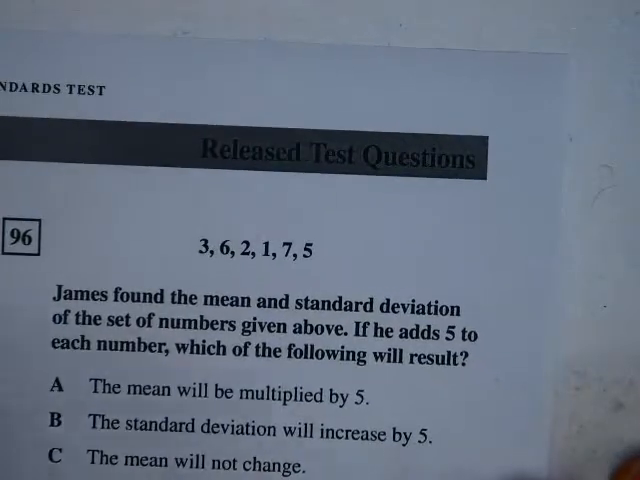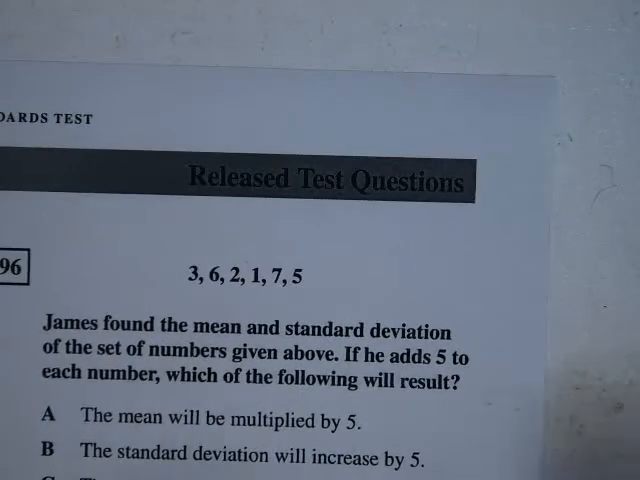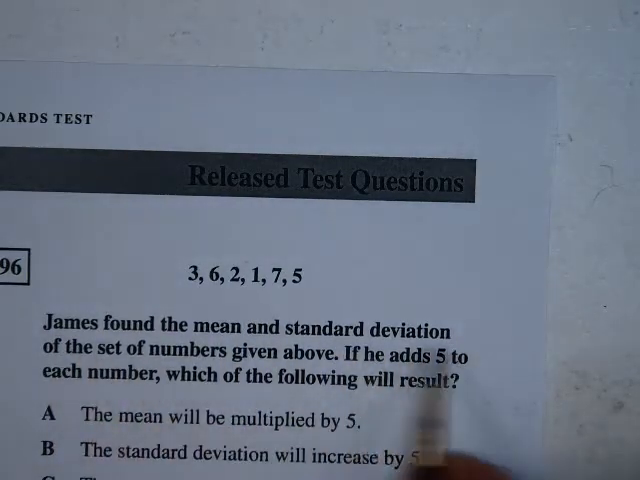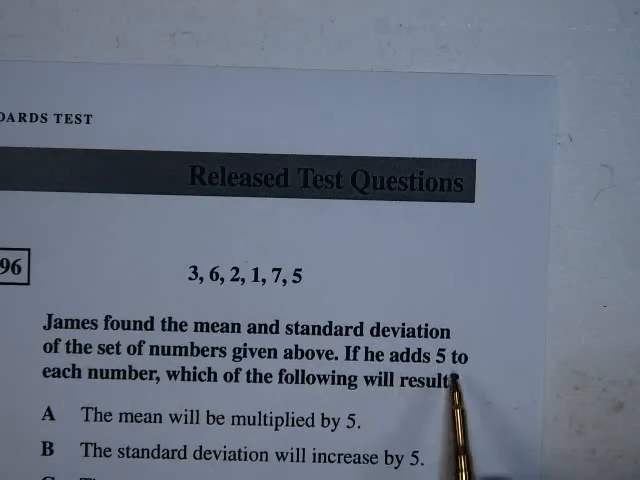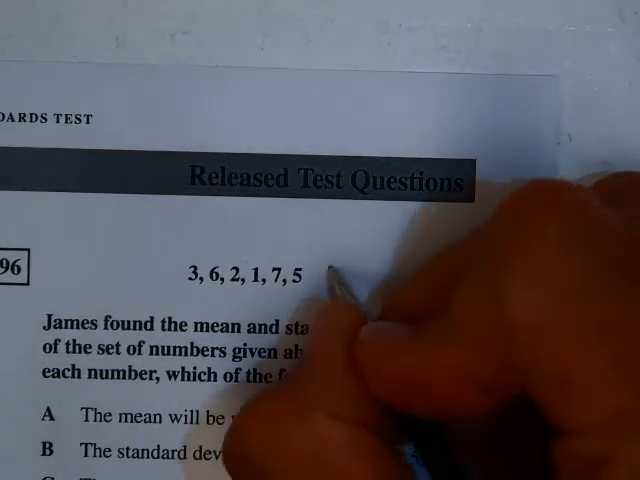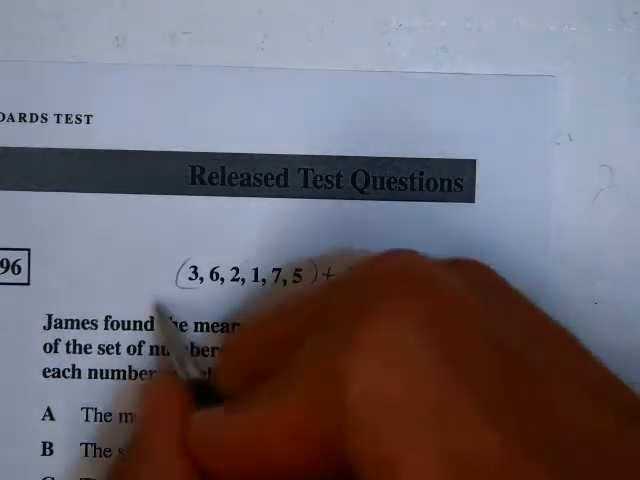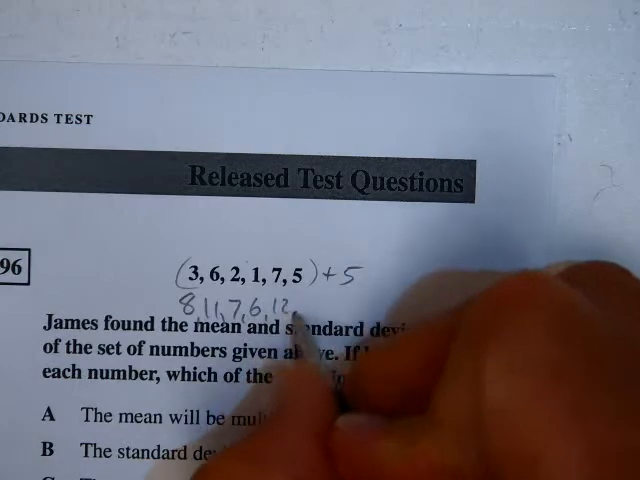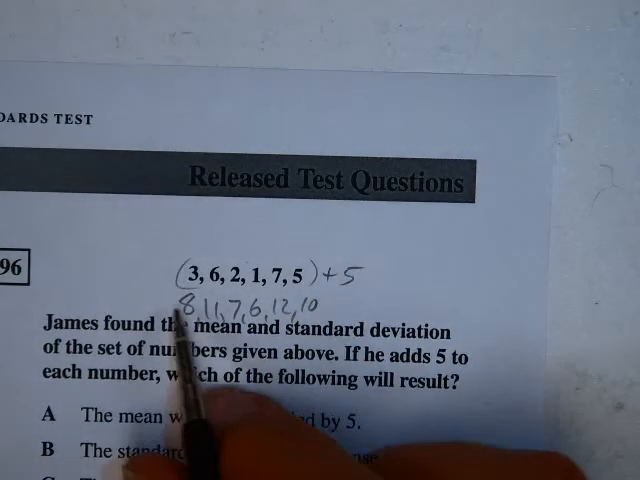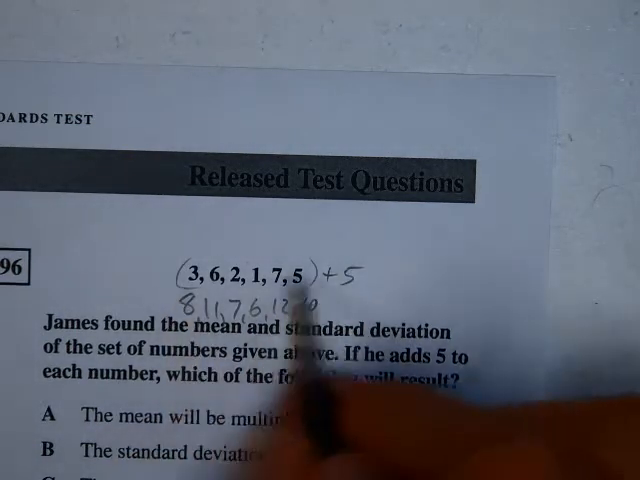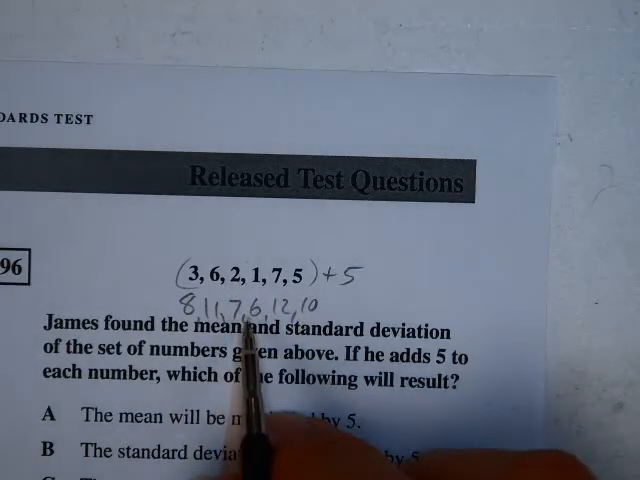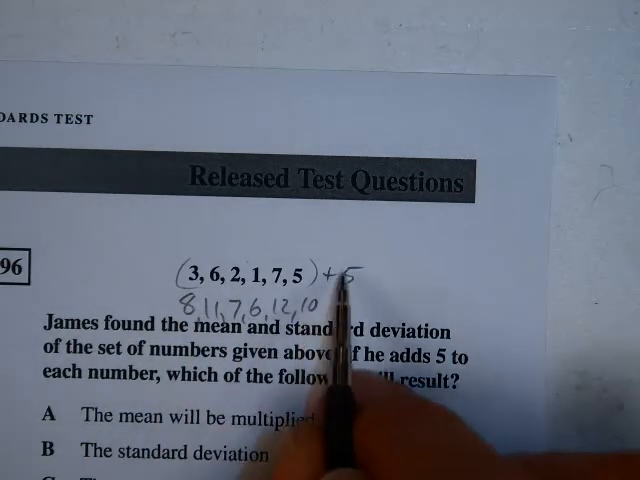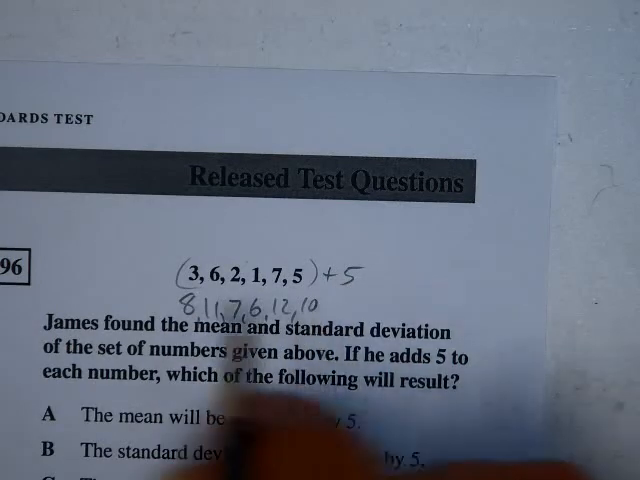Now you can go through the process, and we're going to do that. Well, I guess we don't even have to do that. But over here, you've basically got 1, 2, 3, 4, 5, 6. You've got 6 numbers. James found the mean and standard deviation of the set of numbers above. He's adding 5 to each number. So if we add 5 to each number, to the whole set, you're going to get an 8, 11, 7, 6, 12, and 10. You have a whole new set of numbers. Well, the average is obviously going to be bigger, and in fact, it's going to be bigger by the same amount that you added. So the mean is going to be larger.